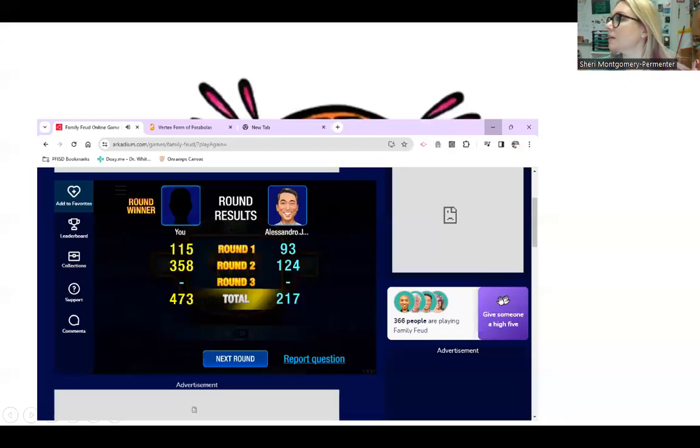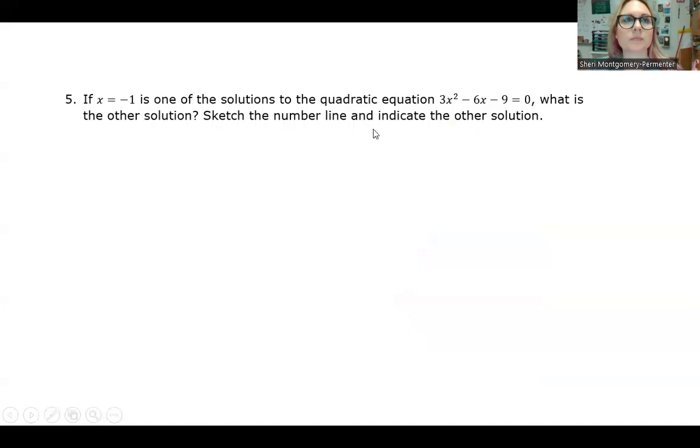Very good. The next question, we've been reading these, right? We've already had these a couple times. If x is equal to -1 is one of the solutions to the quadratic equation, what's the other solution? We've had this question, right? You just had a question like this on your test. Now we're going to use Desmos. You're going to love it.